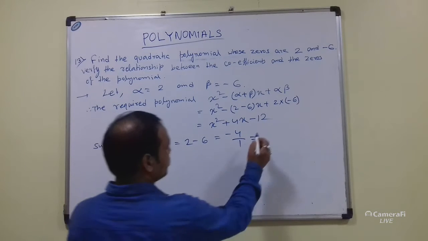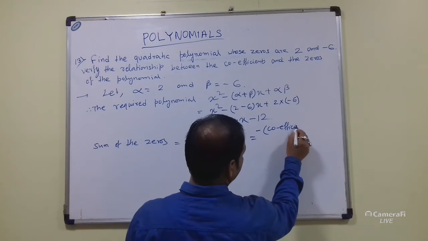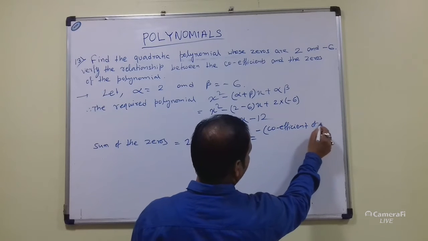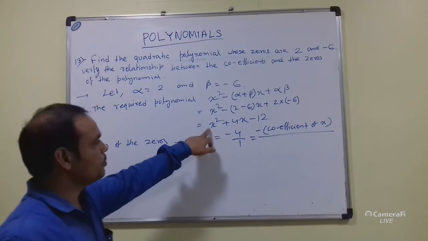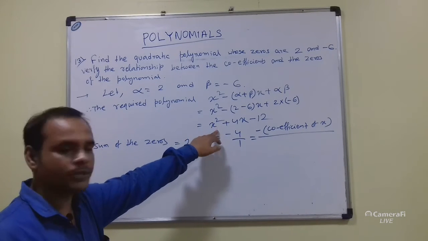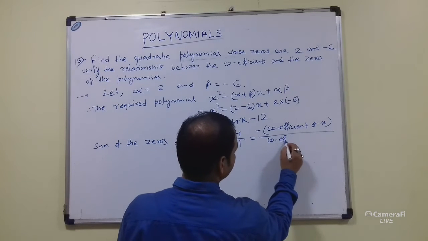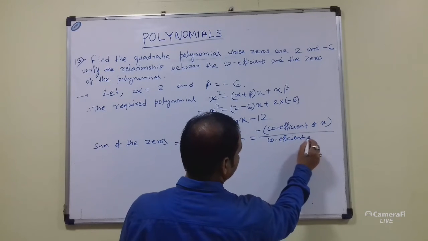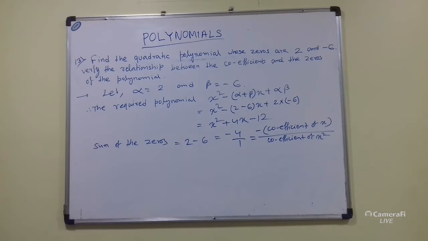we can write minus of coefficient of x by, and 1 is the coefficient of x square, because x square means 1x square, so 1 is the coefficient of x square, so we can write coefficient of x square. Now we have to find product of the zeros.